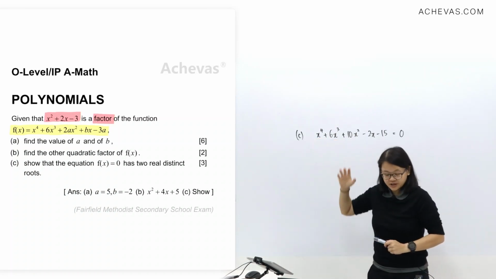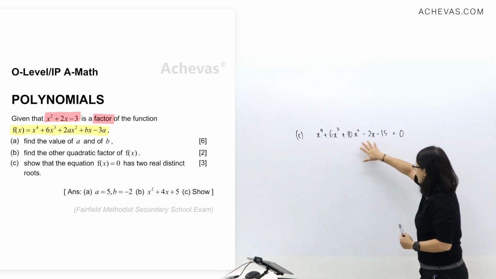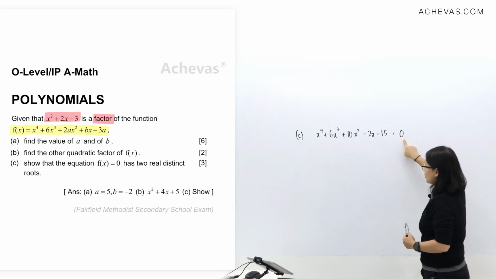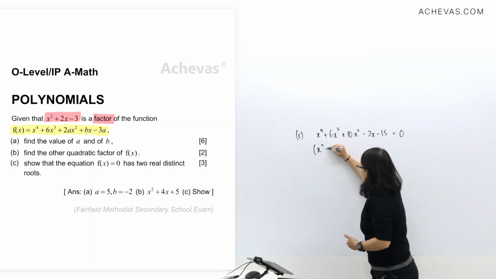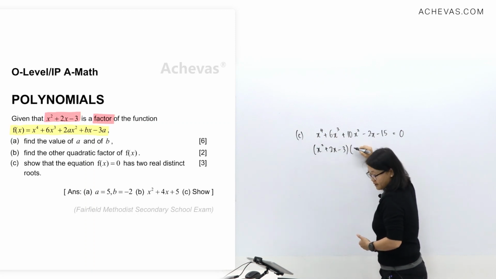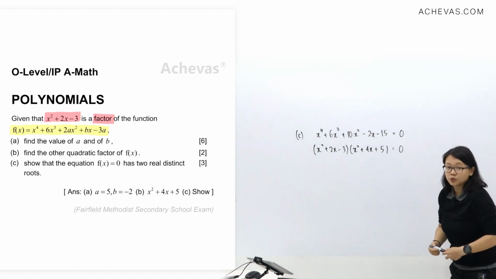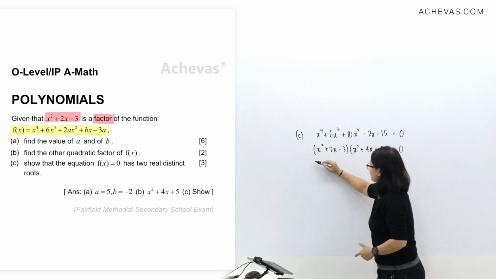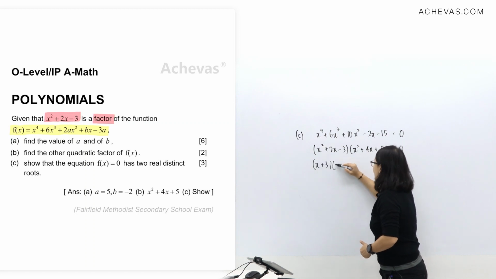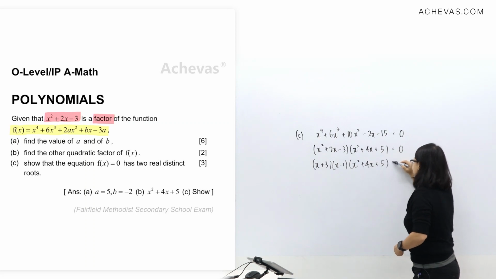Part C of this question: show that the equation f(x) equals 0 has two real distinct roots. Now I have already equated this to 0, and remember we already factorized just now. So I'm going to write again: x squared plus 2x minus 3, and our other factor just now was x squared plus 4x plus 5, equals 0. We don't want to do it again, it's in part B. So this quadratic factor from part A, we have already factorized again to (x plus 3)(x minus 1). Now this other quadratic factor can't be factorized anymore.